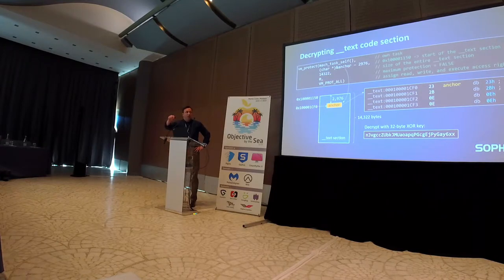So what it's doing, it's taking the address of that ANCO minus the offset, which gives you the start of the section, followed by 14K, that's the size of the entire code section in the executable, and following with vmprot all. That's the flag it wants to assign to its own code section. What does vmprot all mean? It means a combination of three flags: read, write, and execute. Initially it has read and execute flags, but it also assigns write access. So it wants to get write access into its own code section.